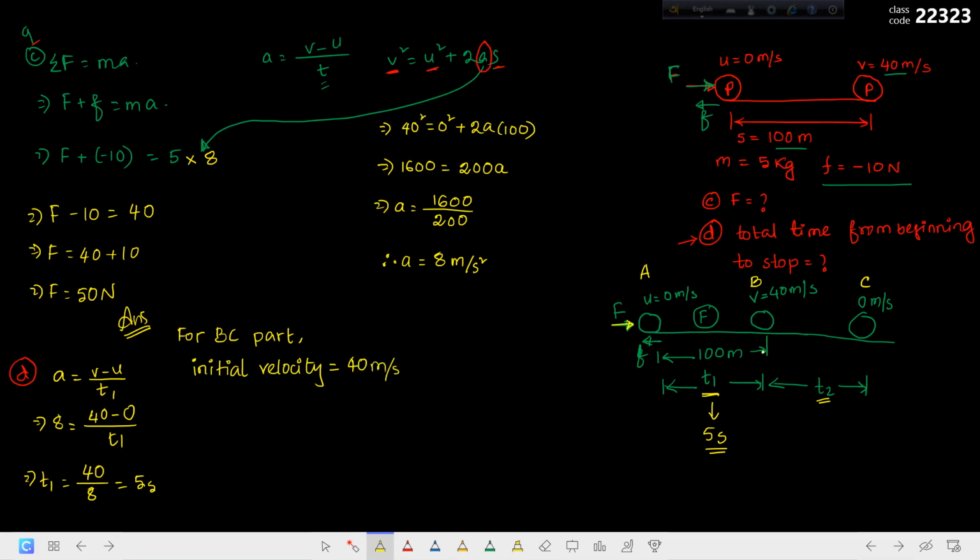That is the initial velocity because BC, this part, starts here. So here velocity is 40 meter per second. The final velocity of AB is the initial velocity for BC, right? The final velocity of the first part is the initial velocity of the second part, because the second part starts where the first part ends. And what is the final velocity for BC part? 0 meter per second, because it comes to rest at some point, right?